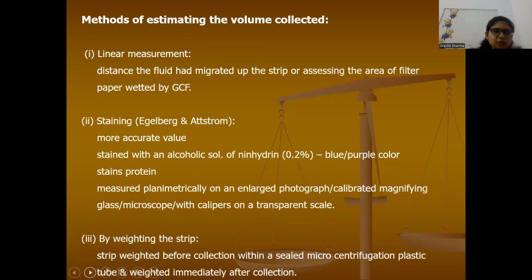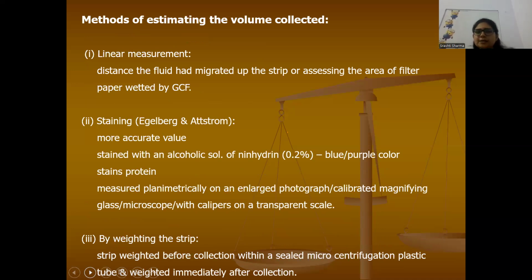Then the methods of estimating the volume collected. Number one, linear measurement: distance the fluid had migrated up the strip or assessing the area of filter paper wetted by GCF. Second, staining. More accurate value.